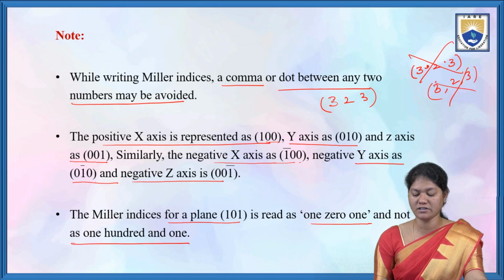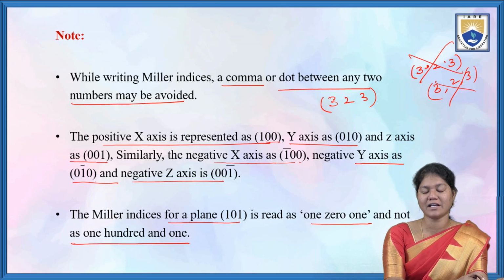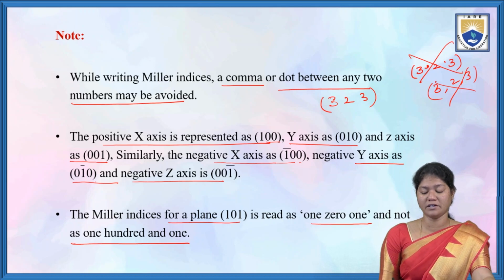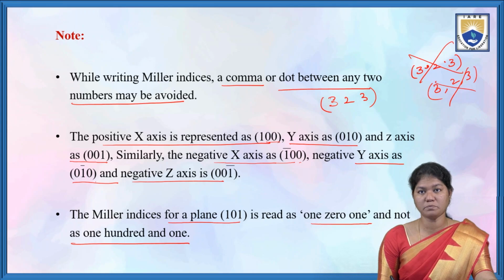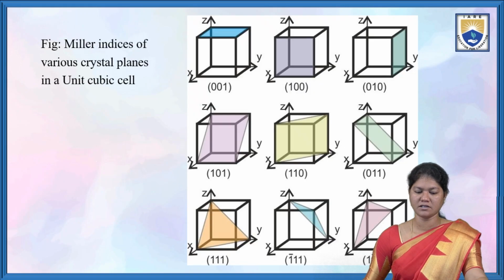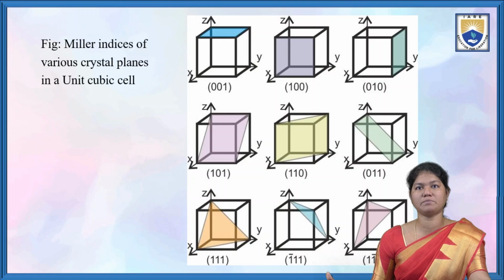The Miller indices for a plane 101 is read as one-zero-one, and not as one hundred one. We should not read it as usually habitual. We should read the Miller indices of this plane digit by digit, like that. So these are the Miller indices of various crystal planes in a unit cubic cell.